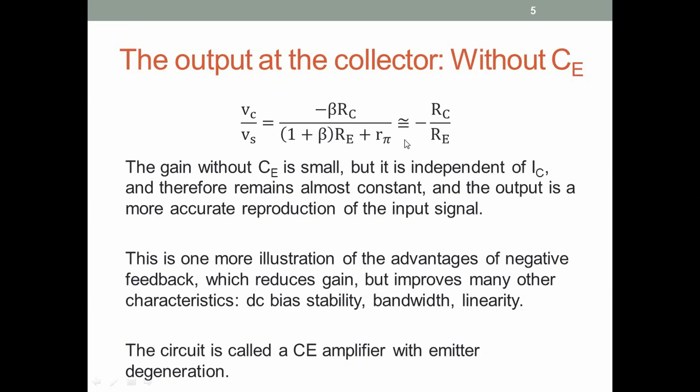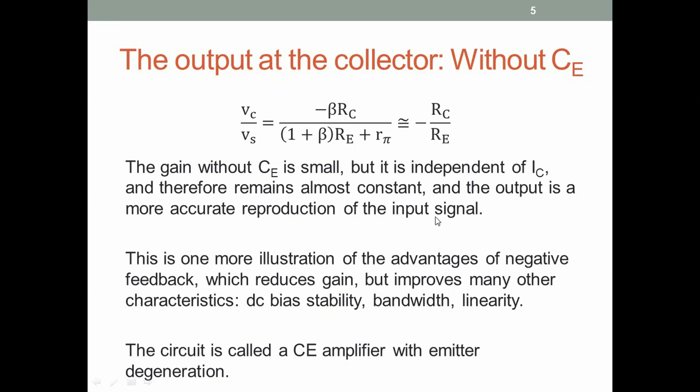And as we have seen before, what RE does is it provides or causes negative feedback. And so this is actually one more example of the advantages of negative feedback. We have seen some before, so we are adding one. One thing that negative feedback does is it reduces gain. But along with the reduction in gain, it causes many other advantages. So we have seen it allows for DC bias stability. Much earlier, we saw that it increases the bandwidth of the amplifier. And now we add to this list, it increases the linearity of the circuit.